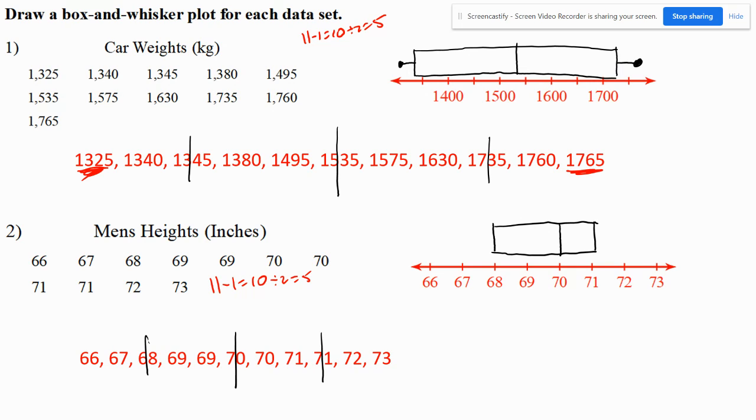Now my whiskers are going to go as far left as 66. I'm choosing 66 because that's the smallest number on my list. And as far right as 73 because that's my biggest number on my list.